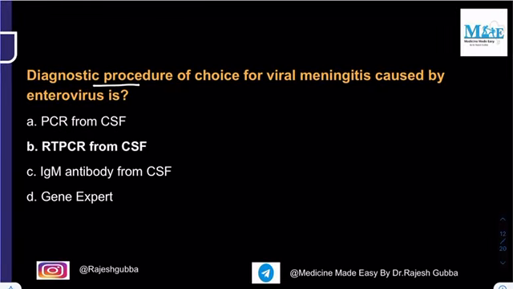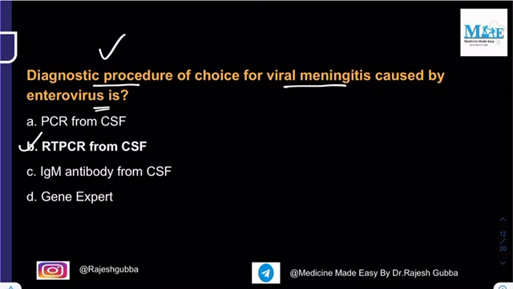The diagnostic procedure of choice for viral meningitis caused by enterovirus is: PCR from CSF, RT-PCR from CSF, IgM antibody from CSF, or gene expert. So the investigation of choice for viral meningitis caused by the enterovirus is RT-PCR from the CSF. Now how do you treat this enterovirus?